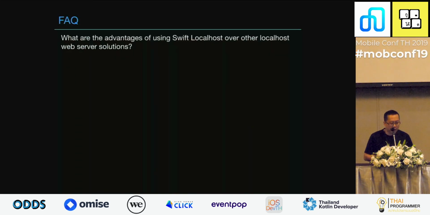So what are the advantages of using Swift localhost over other localhost web server solutions? In this case, I'm referring to solutions that are external to Xcode. On one hand, we have Swift localhost, and on the other we have Vapor Swift, WireMock for Java, Typicode, Sinatra for Ruby.